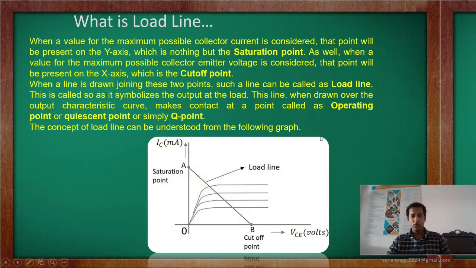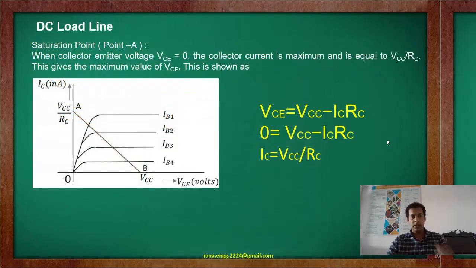So let us see how to calculate the DC load line. It's mathematics. First, if I have to calculate the saturation point A, saturation point A is the maximum current that we are giving.